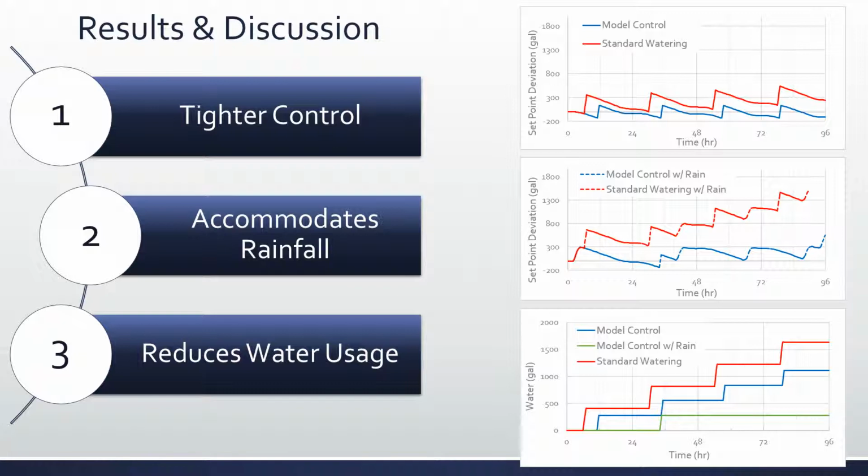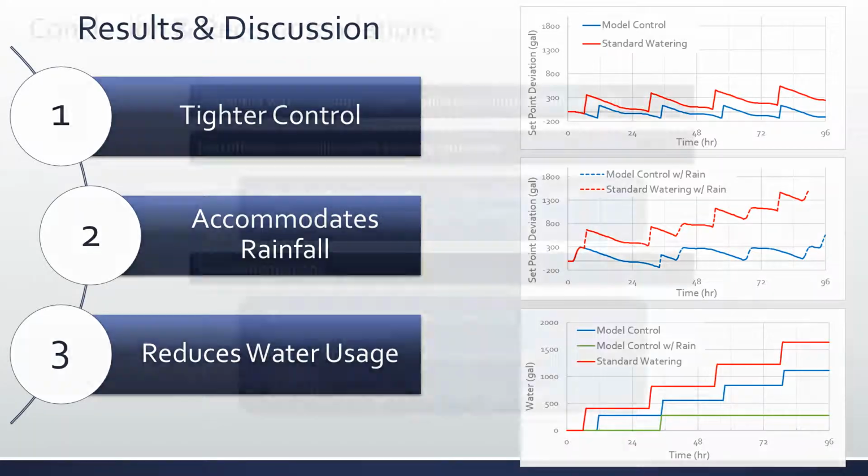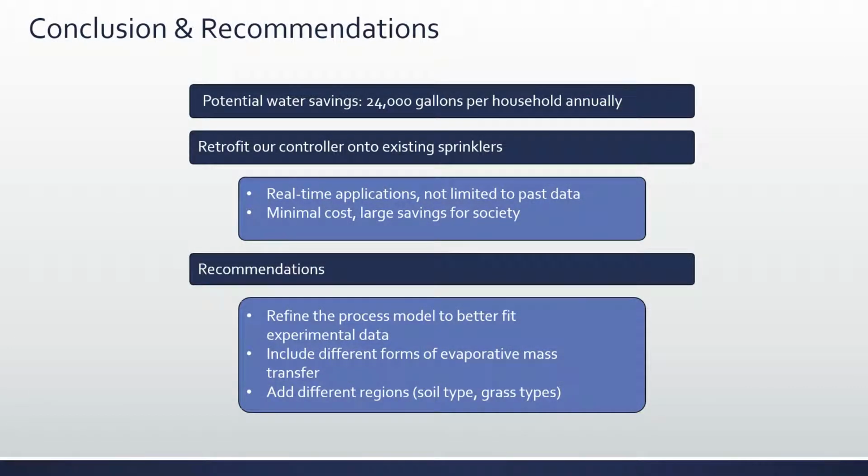The red line steadily increases because normal watering will water every day regardless of the amount of rainfall, whereas the controller will adjust and account for that rainfall. This controller greatly reduces the amount of water used through irrigation, and the potential water savings is 24,000 gallons per household each year according to our model and simulation.